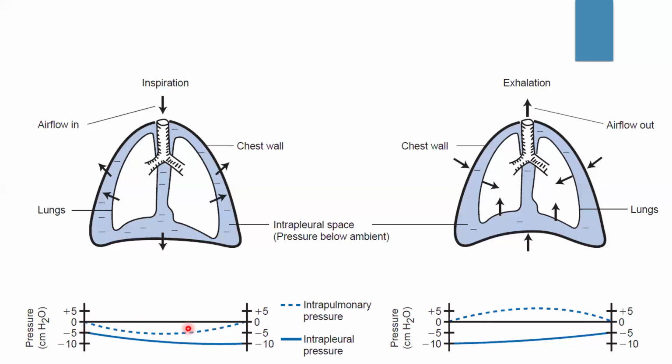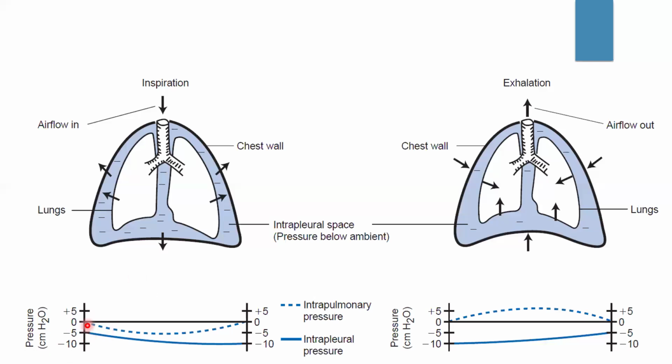We have a 0 line at the baseline, and the dotted line is the intrapulmonary pressure or the alveolar pressure, and the dark blue line is the intrapleural pressure. So here there is the beginning of respiration, the beginning of inspiration. At rest, it is -5. I already said how this -5 comes because of the elastic recoil of the lungs and the chest wall happening in opposite directions. So it is at -5.